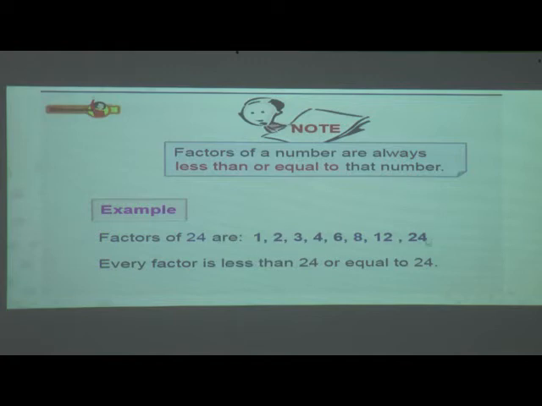The factors are less than 24. All the numbers are less than 24 or equal to the number 24. 24 is the last factor. After that we don't have any factor. So, all the factors are less than or equal to that number. Every factor is less than 24 or equal to 24. There is no factor which is more than 24.